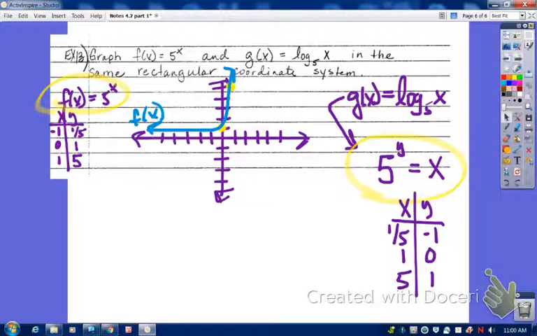Log functions have vertical lines that are asymptotes. Exponential functions have horizontal lines that are asymptotes. So when we graph the log function, it's not going to approach a horizontal line, it's going to approach a vertical line. So we're going to graph 1/5 -1, which is kind of hard to graph. I'm not going to graph that. I'm just going to pretend that it's there. And then 5 1.